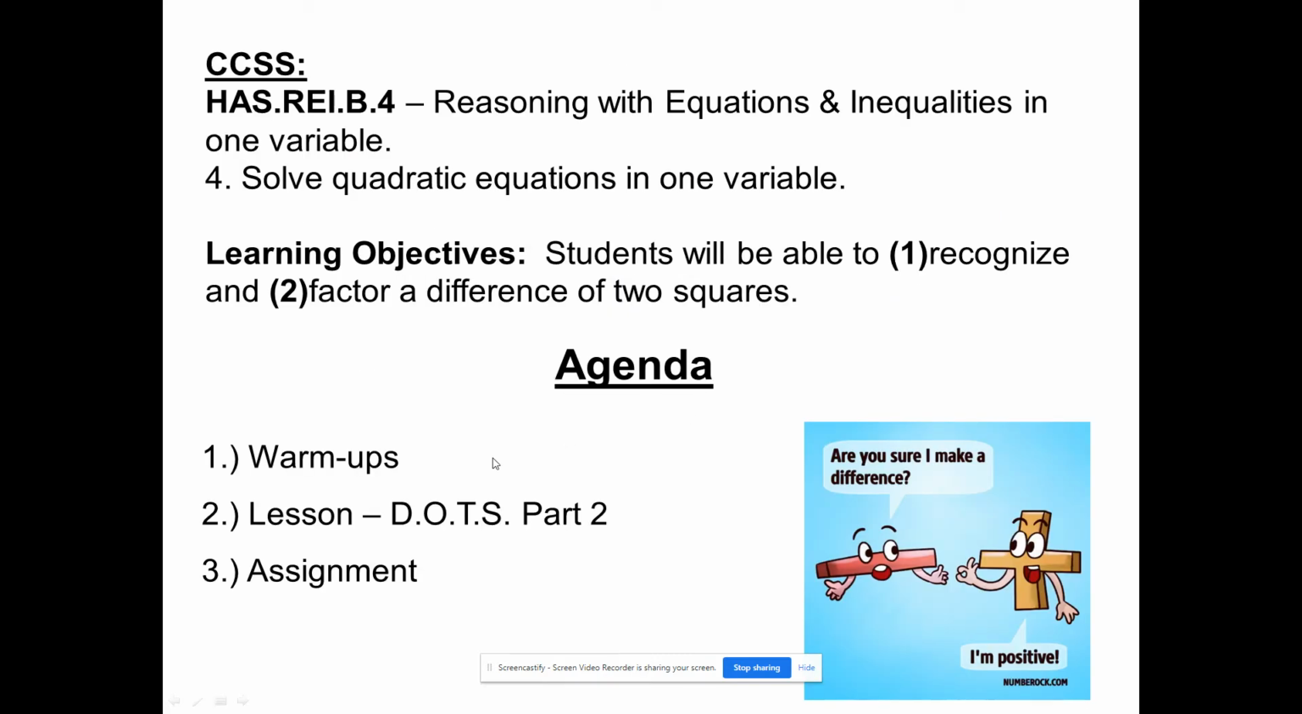Okay, so we're going to look here at this dots part 2. And we got a little funny meme here. Right? Are you sure I make a difference? Well, how do you say subtract in math? You say difference. And then he says I'm positive.